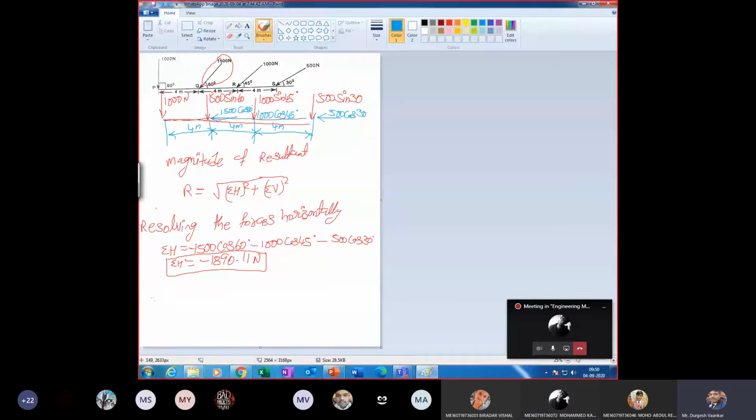Now I am resolving the forces. Resolve the forces horizontally, completed. Now vertically. For vertically, can I write this? Summation of V equal to, now tell me, ma'am. Minus, very good. Minus 1500.